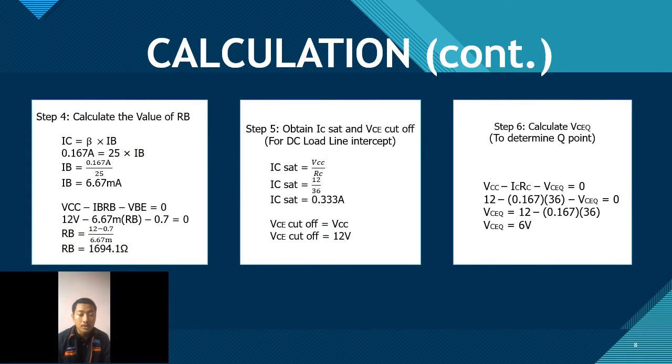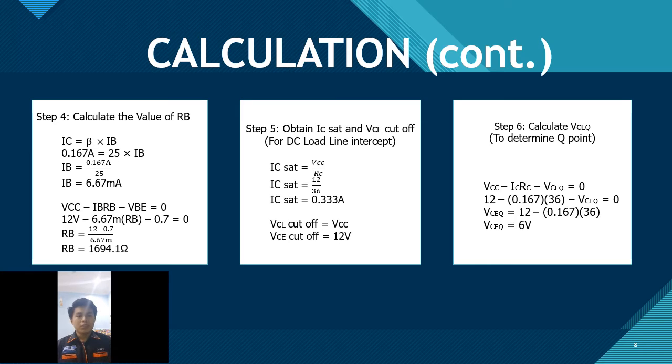For step 4 we need to find RB. For the formula to find RB, we need to find IB first. To find IB we use the formula IC equal to beta IB. We get IB equal to 6.67 mA. Then we put IB into the formula VCC minus IB RB minus VBE equal to zero. Then the value of RB is 1694.1 ohm.